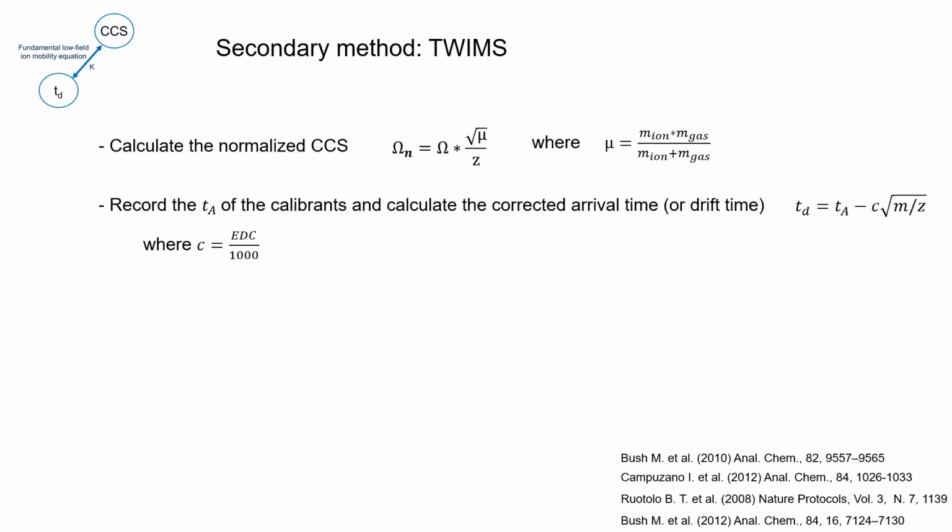Then the arrival time of each calibrant is acquired, and the drift time, or corrected arrival time, is calculated by subtracting the product of the square root of the mass to charge by a constant C. C is given by the enhanced duty cycle delay coefficient of the instrument, and you can divide the EDC by 1000 to get C. Typical EDC values range between 1.4 and 1.8 for commercial SYNAPT. Obviously, the EDC coefficient is only valid if the exit length of the transfer T-wave guide and transfer ion optics are the same as used when setting up the EDC for calibration.